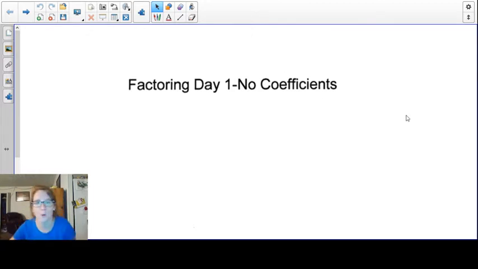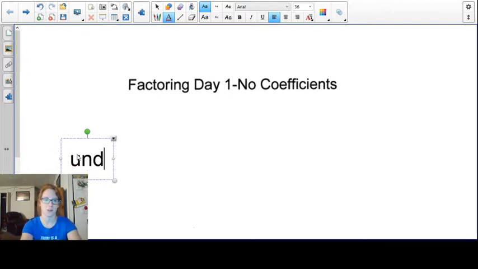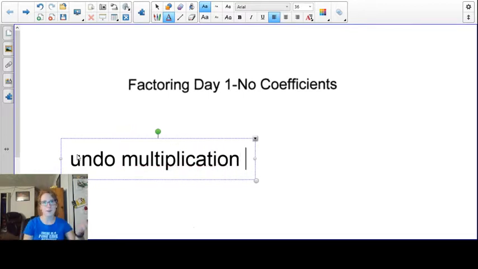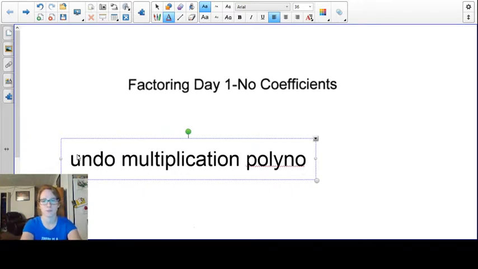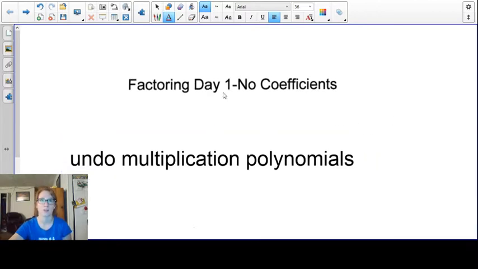So factoring day 1, no coefficients. So factoring, what is it? Something scary, right, Miss Camille? No. So what factoring is that we're going to undo multiplication. But what kind of multiplication? Well, we just learned about FOIL, which was basically just multiplication of polynomials, right? So now we're going to undo that multiplication of polynomials. So, not terrible. Different, but not terrible. So today we're going to learn how to undo the multiplication of polynomials.